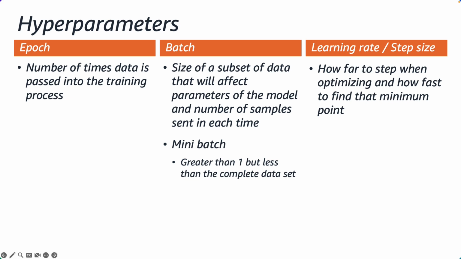Let's also talk about learning rate or step size, which is how far to step when optimizing and how fast we'll find that minimum point. If you use a learning rate that is too big, then you may miss the bottom and end up bouncing around the actual minimum. If you use a learning rate that is too small, it will take a long time to train, and this may end up being useful because of the extended time to train the model.